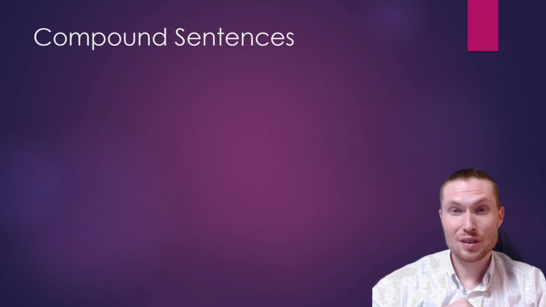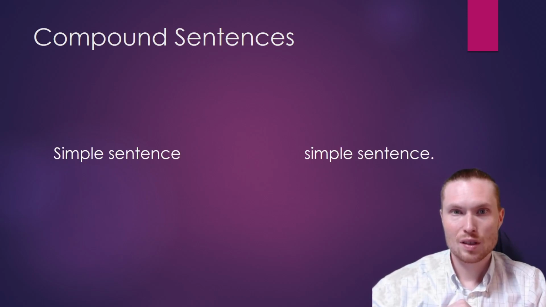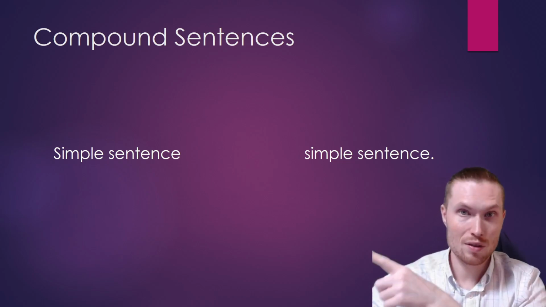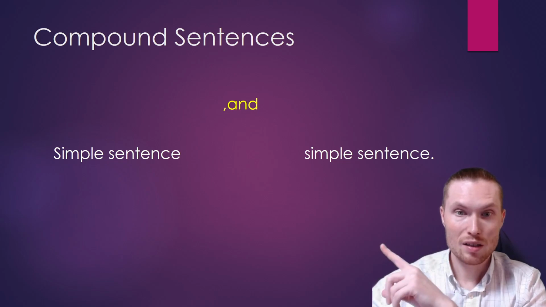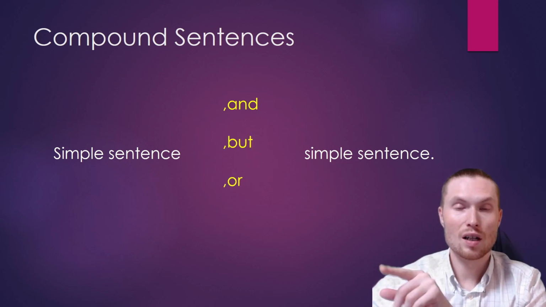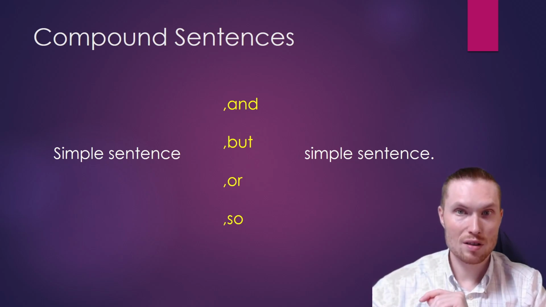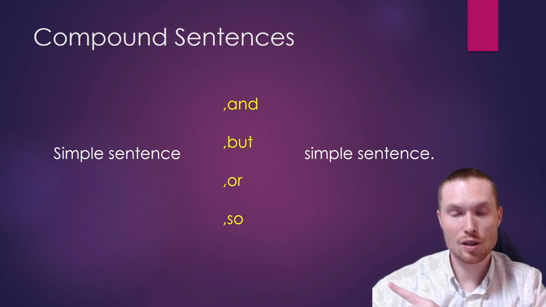Okay, let's move on to compound sentences. A compound sentence is 2 simple sentences connected by one of these words: comma and, comma but, comma or, comma so. So these are actually not the only words that can make a compound sentence, but these are the most common: and, but, or, and so.